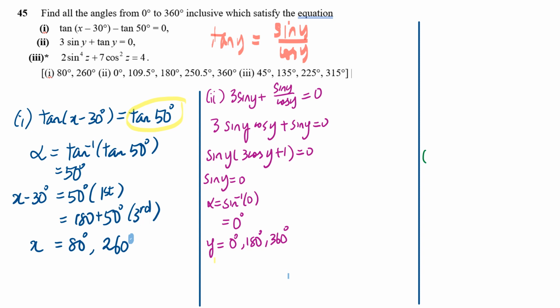But how do I get 360? You actually add one more round to your 0. 0 plus one more round. One round is 360 degrees, so 0 plus 360 gives you 360. So these are the three possible answers.